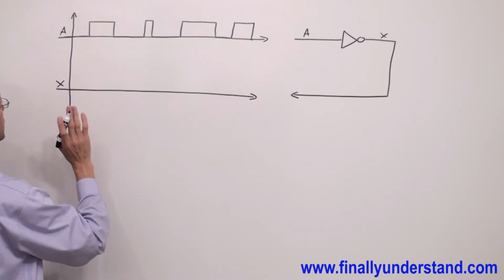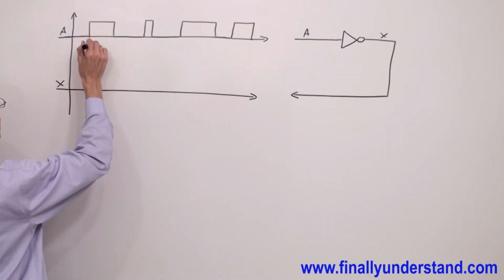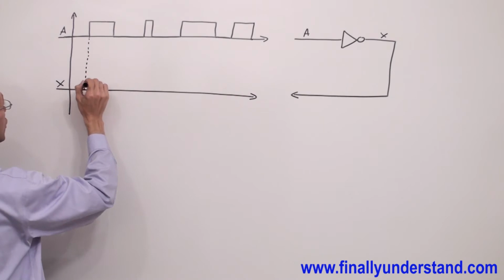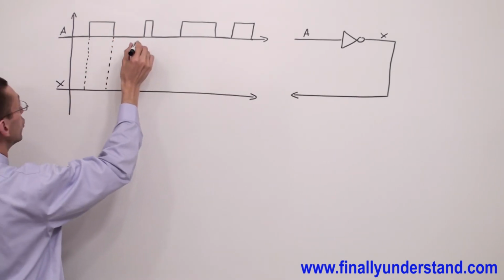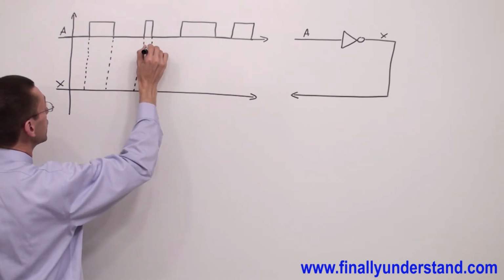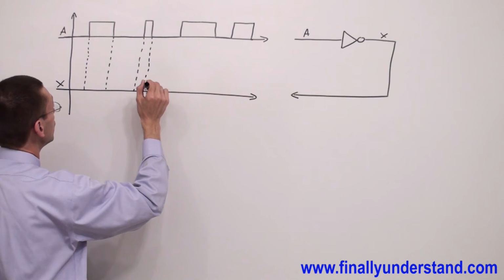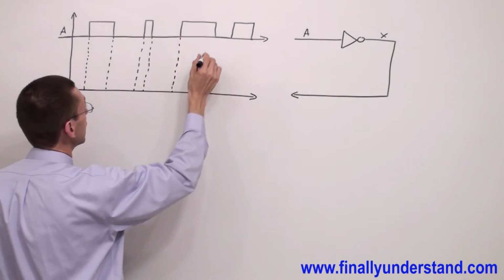Anytime you want to draw the timing diagram, you're supposed to draw the dashed lines at any time you notice any change at the input waveform. Okay, so anytime we have a transition from 1 to 0 or from 0 to 1, we're supposed to draw the dashed line.